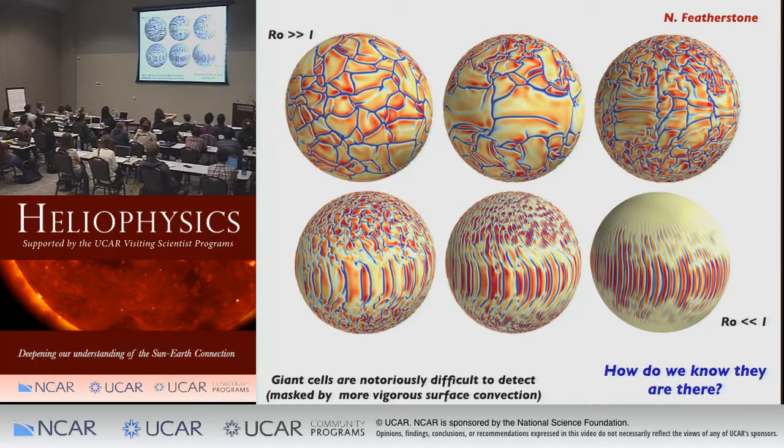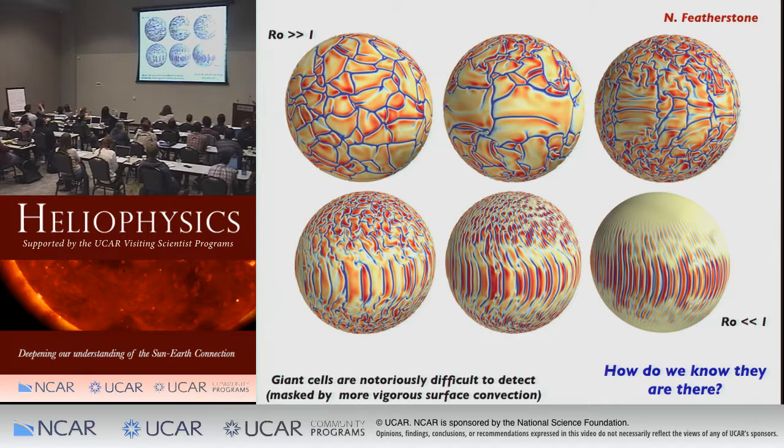One of the constraints we have on solar convection is that the flux we see coming out of the surface of the sun doesn't depend much on latitude. In models like this, there's a lot more heat flux coming out at the equator than at the poles. So the deep interior of the sun probably is not at a very low Rossby number. But this is a non-rotating case, where you don't see banana cells at all. So the sun is somewhere in between.